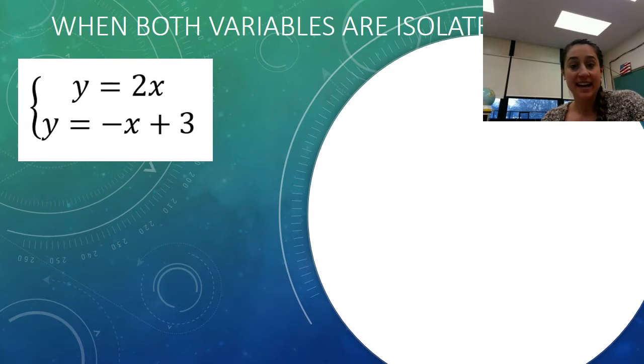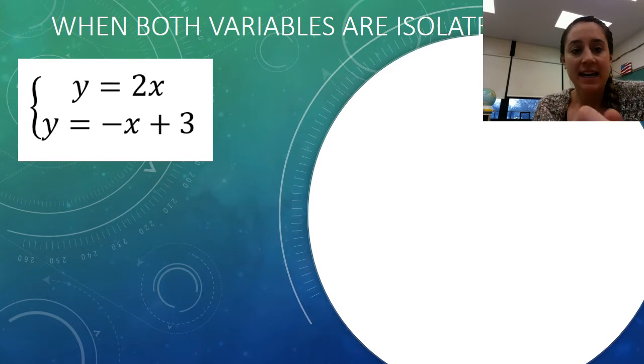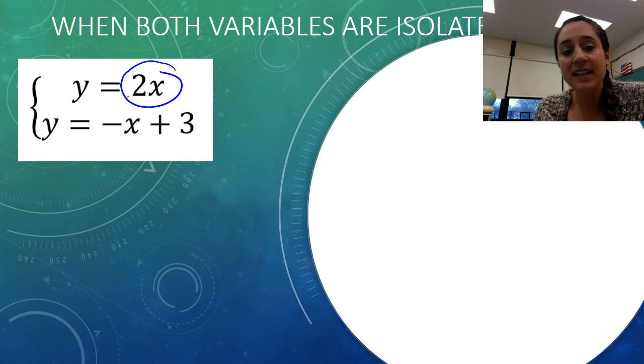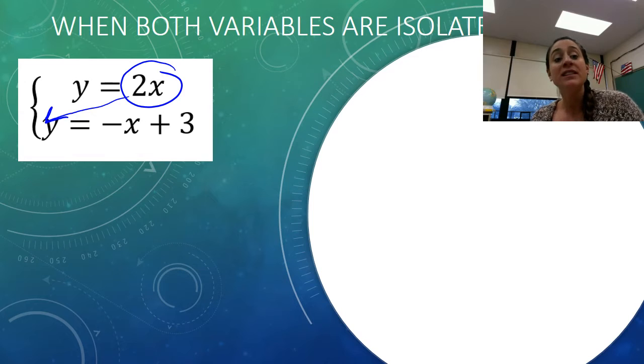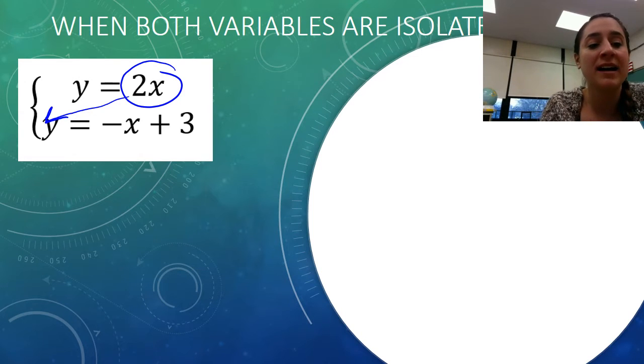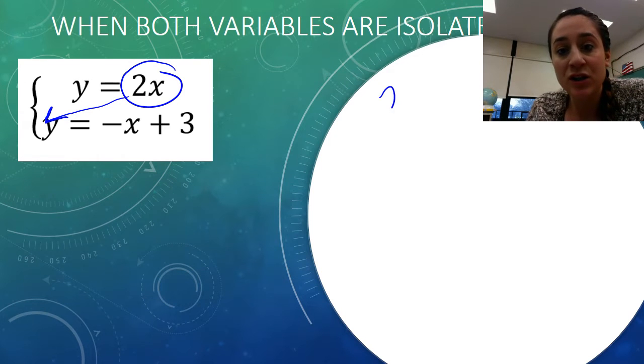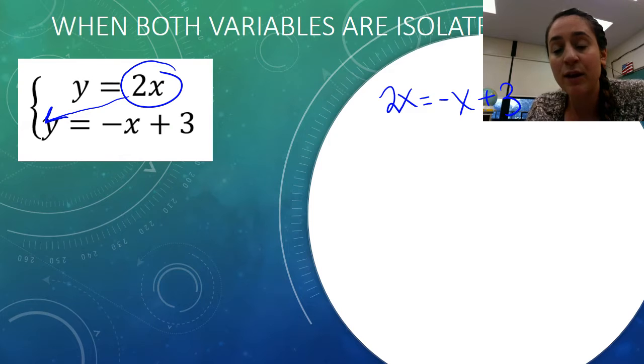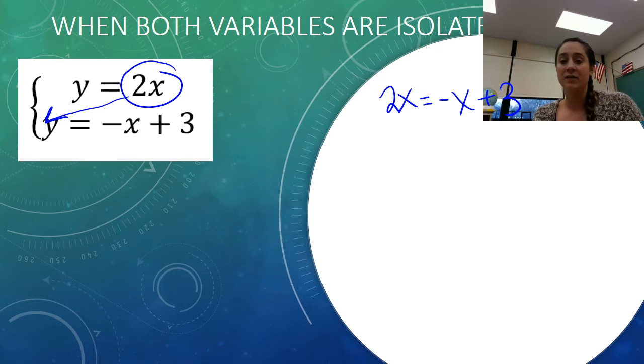All right, the next kind is when both variables are isolated. What this means is that it already gives me what y equals. So I'm just going to take this value and substitute it over here for y. Instead of writing y in this spot, I'm going to be writing 2x. So right there, I'm going to write 2x equals -x plus 3. So I'm plugging 2x in for y.